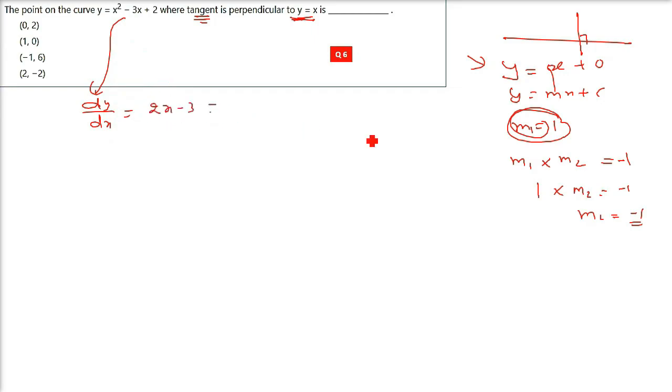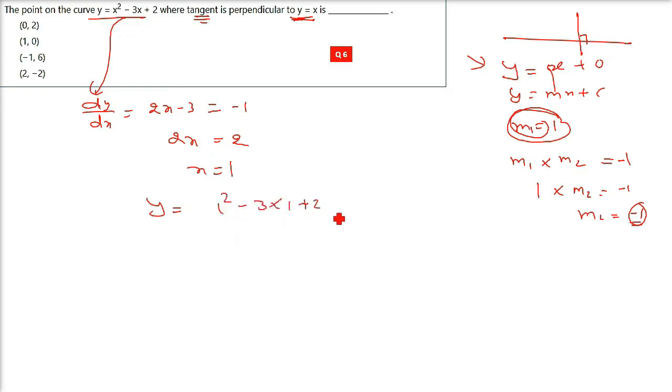So we are differentiating this. 2x minus 3 is equal to negative 1. 2x is going to be equal to 3 minus 1, which is 2. Divide both sides by 2, you will get x is equal to 1. Now when you have x equals 1, put it in the equation back, you will get the value of y.